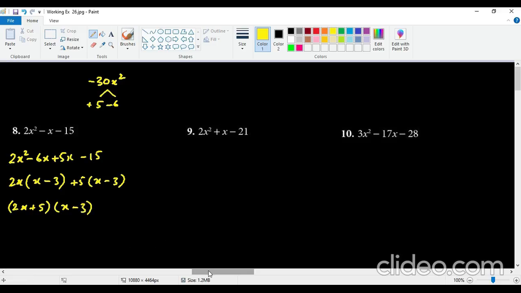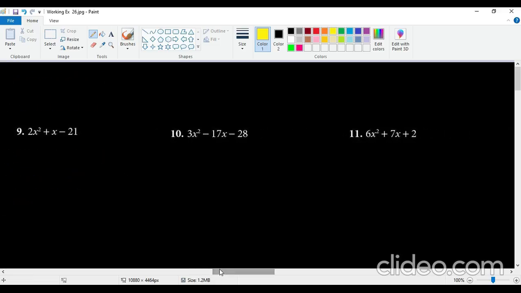Moving on to question number 9, as you can see 21 times 2 is 42. So negative 42x square is the product, and we will be factorizing in such a way as to get a plus x. You know very well 7x and minus 6x is going to give us a plus x. So addition and subtraction gives us plus x, and multiplication gives us minus 42. So plus 7x and minus 6x is the ideal one.